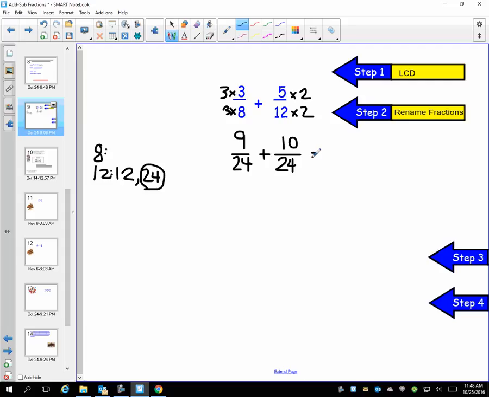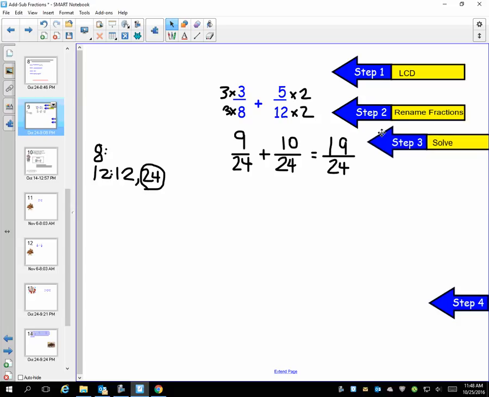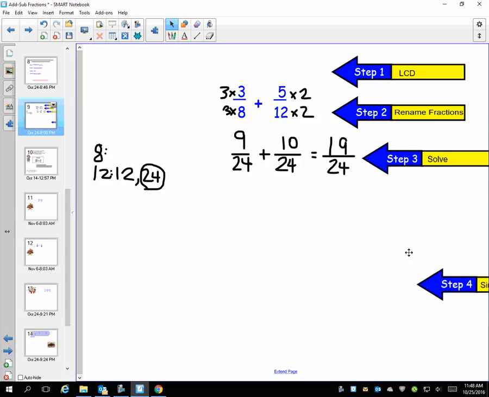Now I can add because my denominators are all the same. Those pizzas are cut into the same number of pieces. 9 plus 10 is 19. Okay, so I kind of jumped ahead. I went ahead and did step 3. I solved. Step 4 is simplify and regroup.